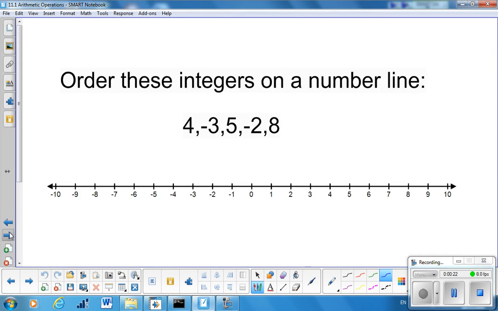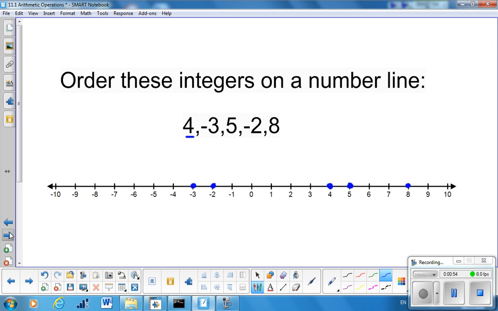Let's order these integers on the number line. So the first thing that we need to do is to find each of these on the number line. So positive 4 is going to be to the right of 0, and it's going to be over here. Negative 3 is to the left of 0. Positive 5 is over on the right. Negative 2 is between 0 and negative 3. And positive 8 is all the way to the right.